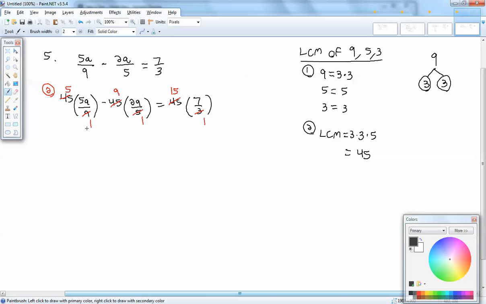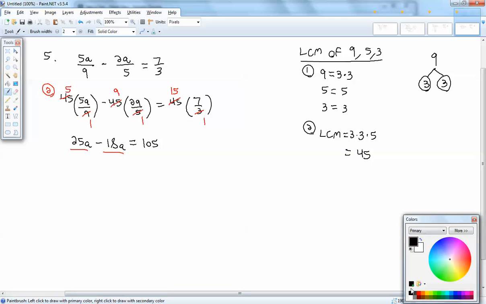So we're left with 5 times 5, which is 25a, minus 9 times 2, which is 18a, equals 15 times 7, which is 105, I believe. 5, 3, yeah, 105. Now notice these were like terms up here at the very beginning. I could have combined those together, but not very easy. Now, look how easy these are.